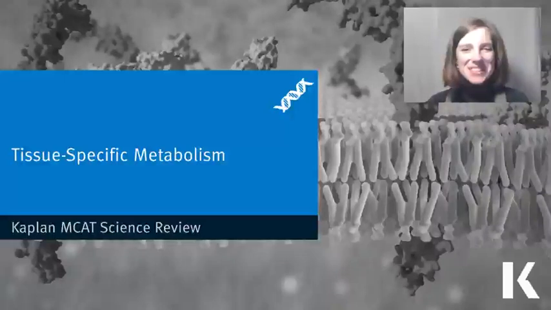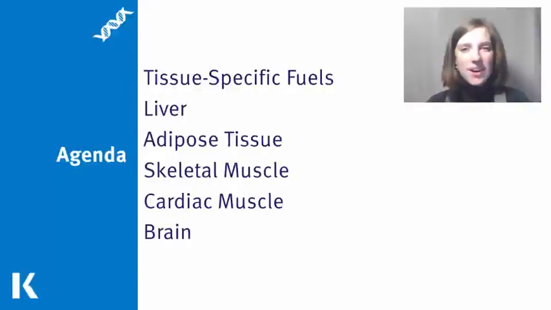Hi, my name is Alyssa, and in this video we are going to examine the molecules and processes through which different tissue types derive their energy during the metabolic states. We'll start off by looking at what molecules are metabolized at each of the different tissue sites. Then, we'll examine specifically how these molecules are broken down to provide energy to the tissues listed below.